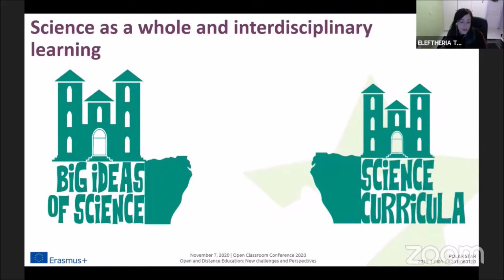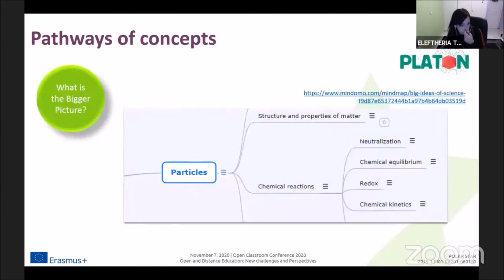So how do we bridge these two? How do we make the connection? During the Platon project, which many of you, I believe, already know, we designed what we call a 3-dimensional map of interdisciplinary science concepts. I have the link here. Maybe I can put it in the chat as well for you to play around with.